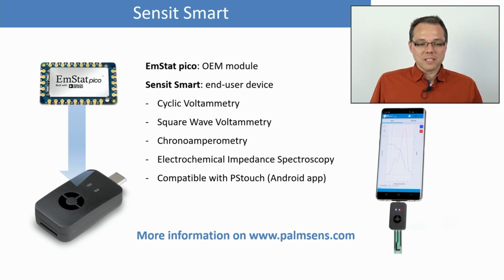Okay, where was I? Yeah, so cyclic voltammetry we've seen, chronoamperometry, and today we're going to look at electrochemical impedance spectroscopy.